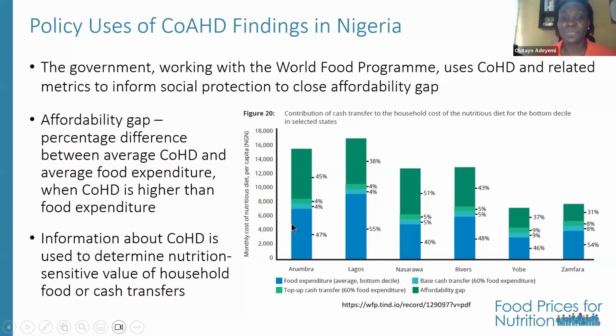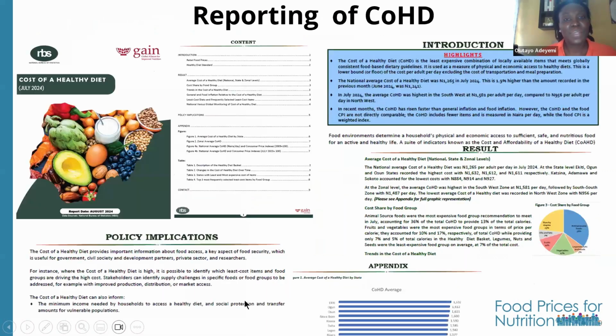So it shows the food expenditure, which is how much the households normally spend on food, which is based on their income. And then it shows in this case, they accounted for cash transfer that they were already receiving, also base cash transfer and top-up cash transfer. And it showed that despite what was existing, there was still an affordability gap, that vulnerable households were still not able to achieve the cost of nutritious diets. And so that has led to changes in social protection baskets.